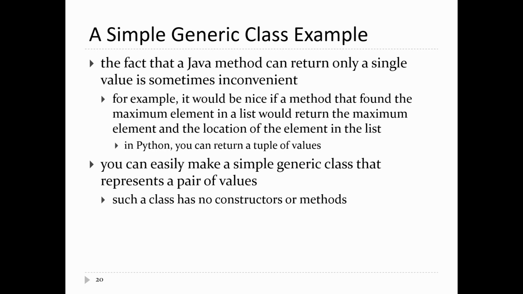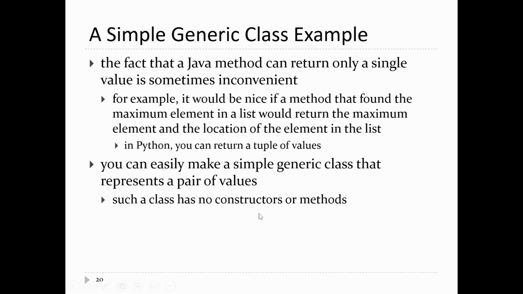If you sort a list, sometimes you want the sorted list back, but you also want to know where the elements were originally before you sorted the list. If you use MATLAB, MATLAB actually tells you that information. So often you want two values back. Sometimes you want three, sometimes you want four. But you can trivially make a generic class that lets you represent two values.